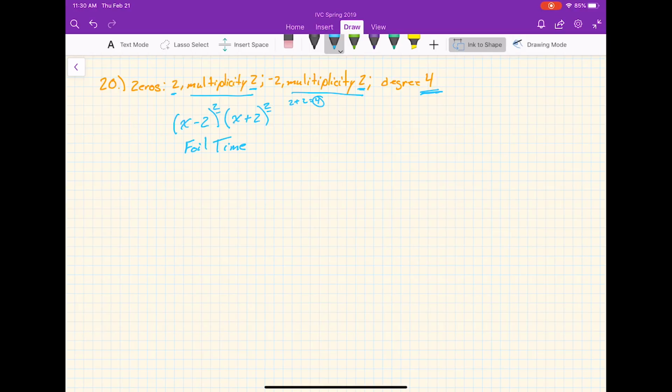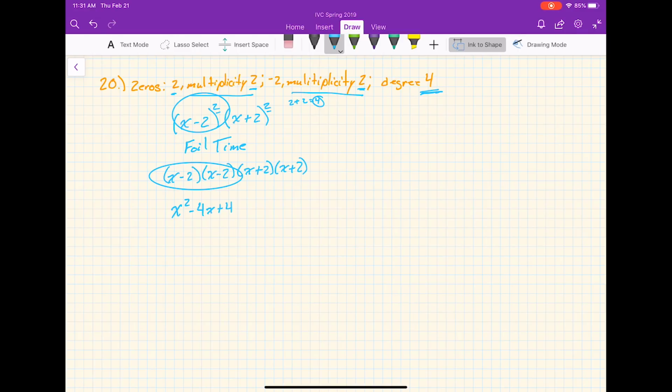But for other people, it might be FOIL time. So we have x minus 2 squared. So it's x minus 2 times the quantity x minus 2, and then x plus 2 times the quantity x plus 2, because we have two squares, right? So x times x is going to be x squared. Let's see if I can just do this all at once instead of drawing it all out. So I'm just going to look at this part of it. And that should be x squared minus 4x plus 4.